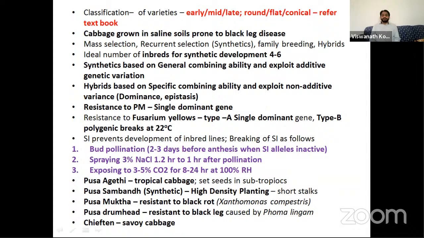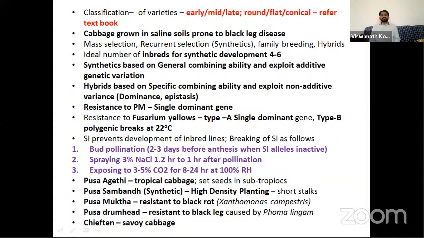So for developing inbred lines in cole crops, especially in cabbage and cauliflower, how do we do it? For the development of hybrids, we need inbred lines, because the hybrid should have homogeneity. To ensure homogeneity in the hybrid, the parent should be homozygous, but the cross-pollinated crops are heterozygous. So we have to convert the cross-pollinated crops into homozygous form. We get the homozygous form by selfing for 6 to 7 generations. The homozygous form of a cross-pollinated crop is known as inbred.